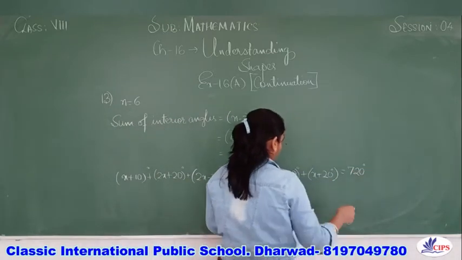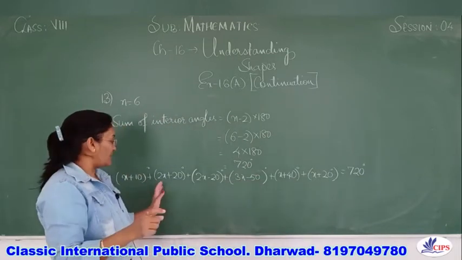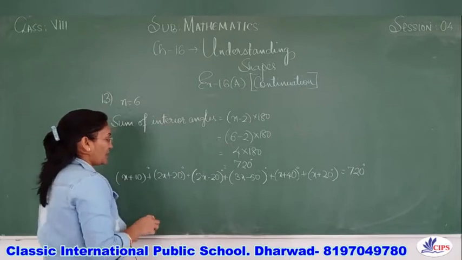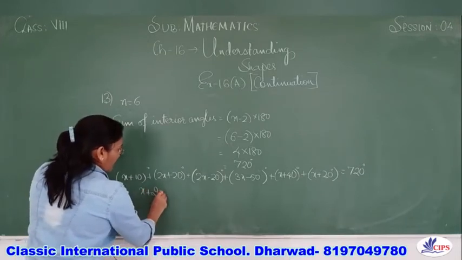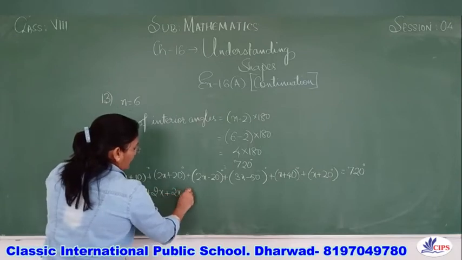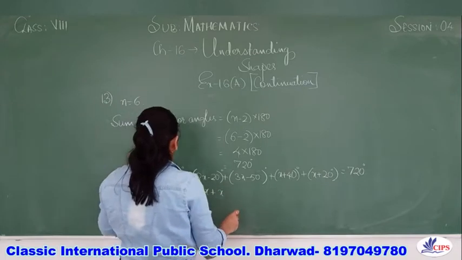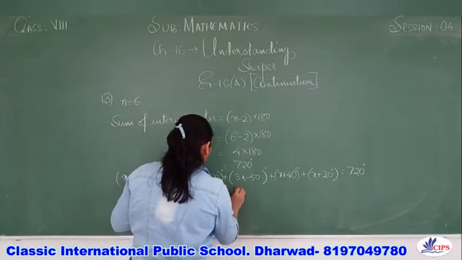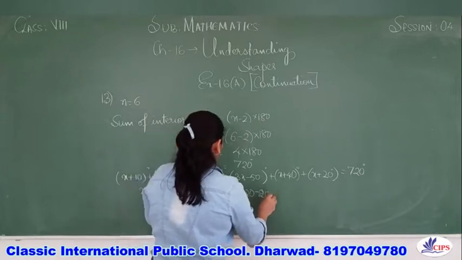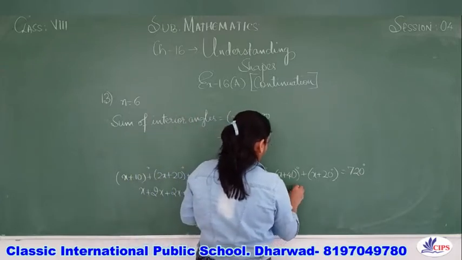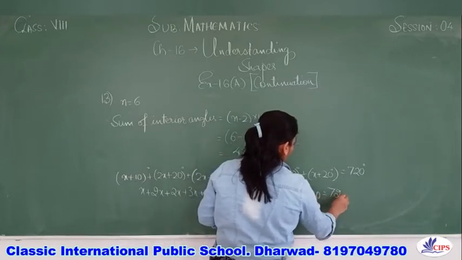720 degree. Now let us combine all the like terms, that is all the x terms on one side and all the constants on one side. So I am taking all the variables. So x plus 2x plus 2x plus 3x plus x plus x, and now I will write the constants. Plus 10, 20, minus 20, minus 50, plus 40, plus 20 equals 720 degree.